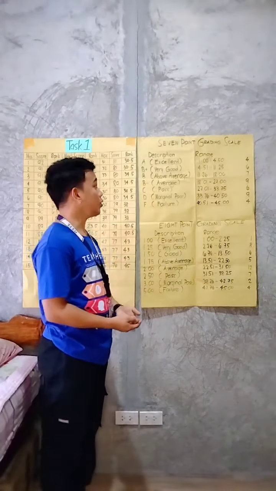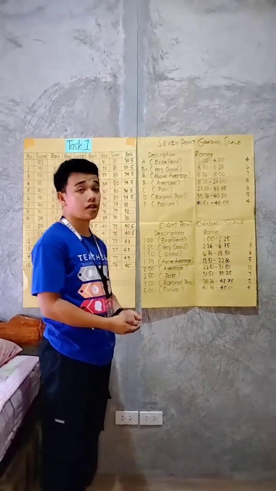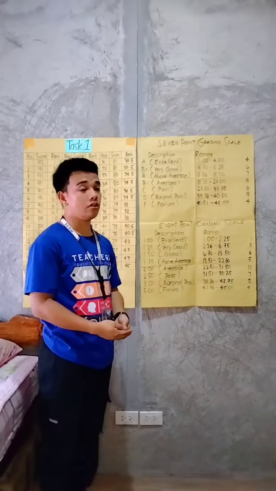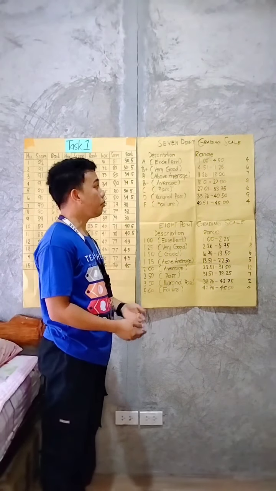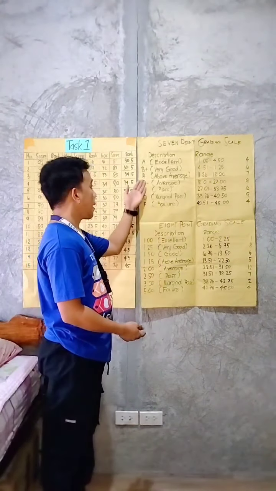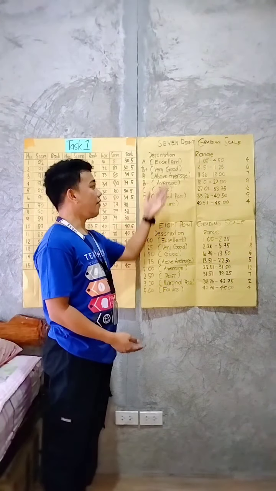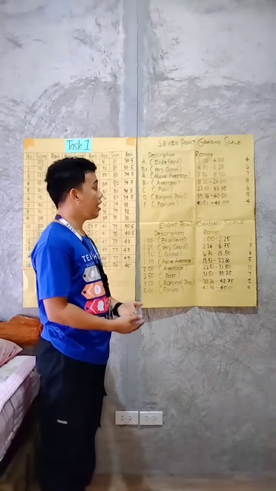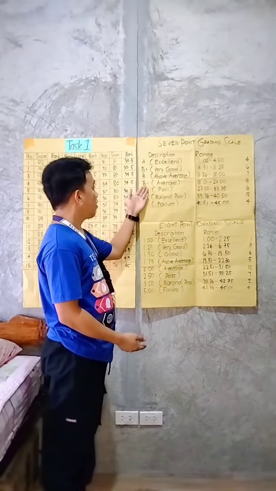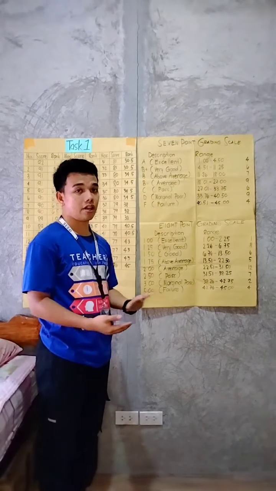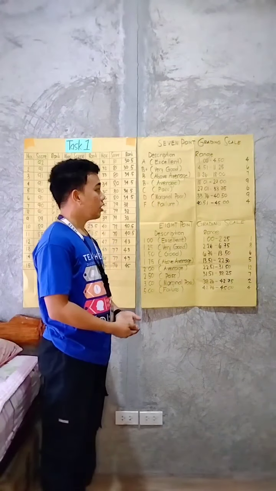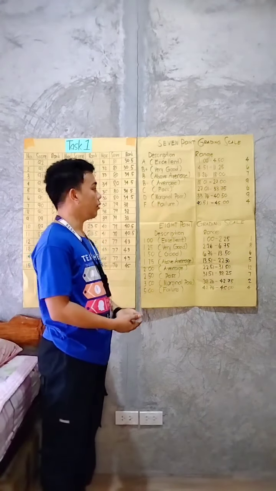A for excellent with a range of 1.00 to 4.50. B plus for very good with a range of 4.51 to 11.25. B for above average with a range of 11.26 to 18.00. For B minus, which is average, a range of 18.01 to 27.00.